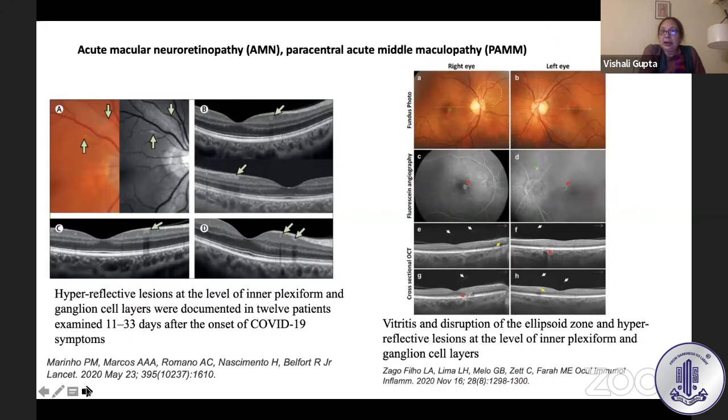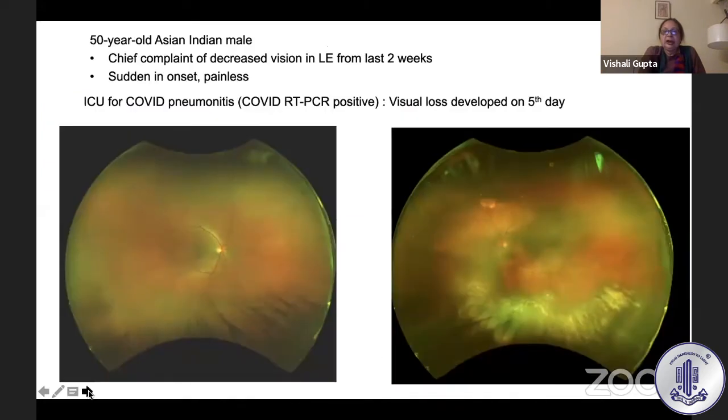AMN, that is macular neuroretinopathy, and paracentral acute middle maculopathy, these kinds of lesions actually just represent ischemic insult. They have been reported, and I would like to show you this patient, a 50-year-old man, who was in our ICU for COVID pneumonitis, and visual loss happened on the 5th day. But we saw him 2 weeks after he was discharged.